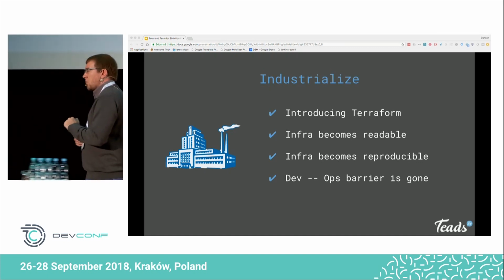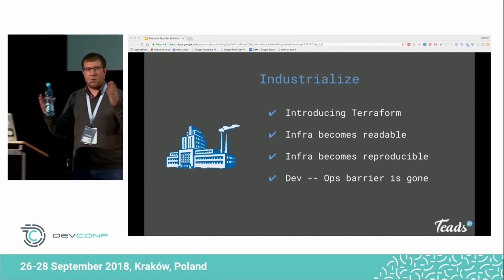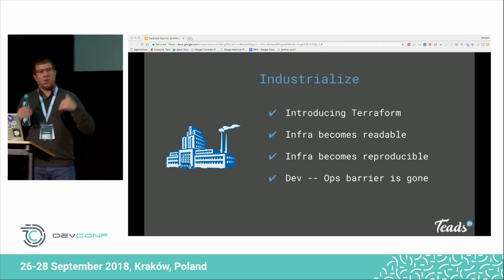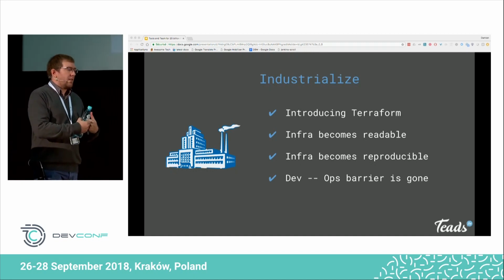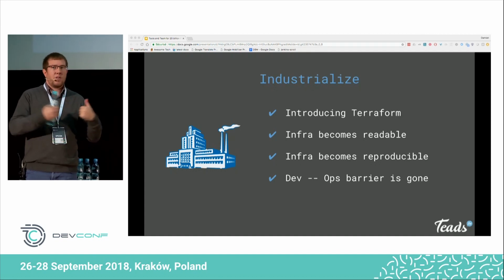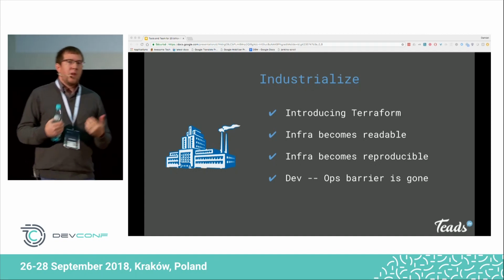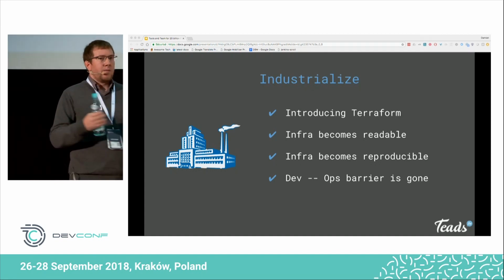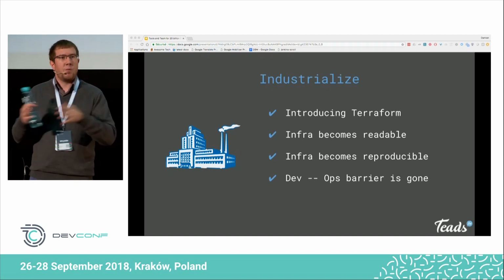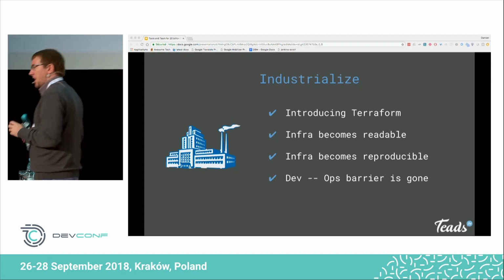Your infrastructure becomes reproducible. We now have 3 regions. Next year, we plan on going to 6 regions. This would have consumed a lot of engineering time to do next year. It's going to be quite easy because we will be using Terraform, and it's built in for that.